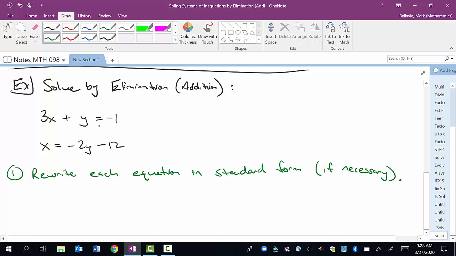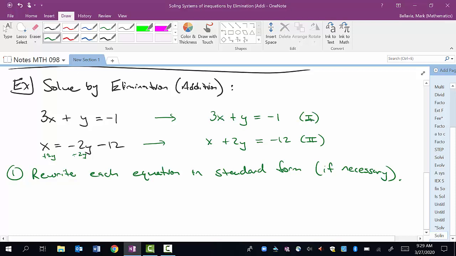So the first equation is in standard form. I'm not really going to rewrite it, just going to leave it as it is, but I'll show it over here just so you can see it lined up with the other one. So I've got 3x plus y equals -1. And I'm just going to label this equation 1 so we can talk about it. The second equation, x equals -2y minus 12: to get this in standard form, I need the y's to be on the left side with the x term. So to move the -2y over to the other side, I'm going to add 2y to each side. So this gives us x plus 2y equals -12, and I'll label this equation 2.